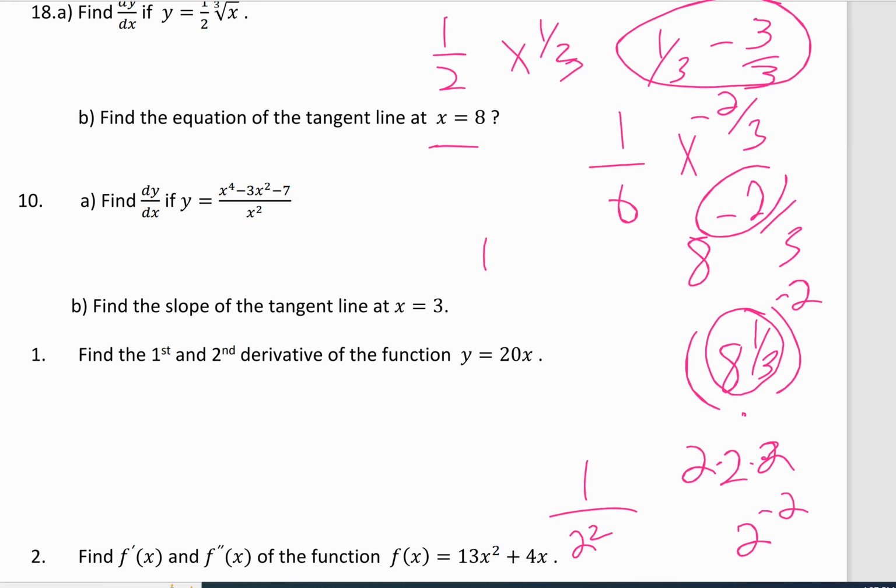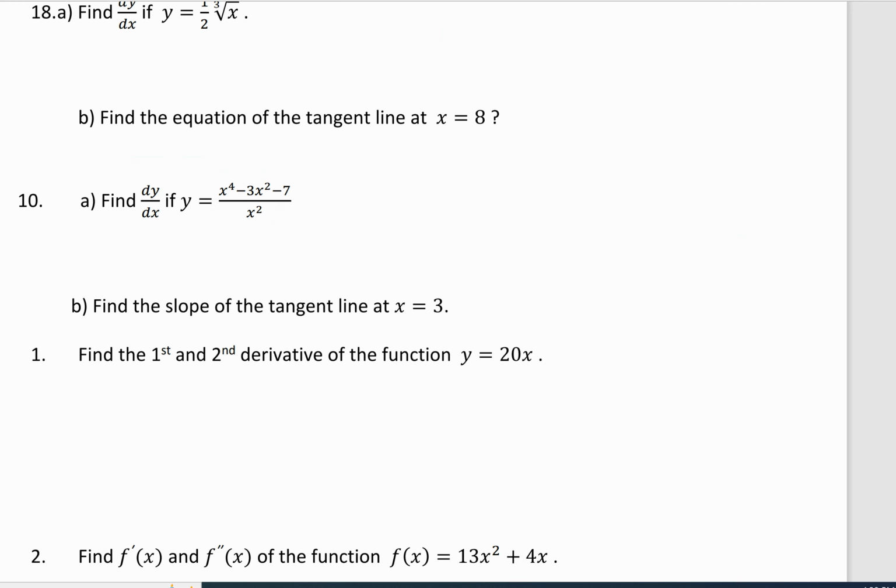Where is it? 1/4. Now, find the slope of this tangent line. This one you could do, I would really strongly recommend you think about this algebraically, right? You just divide each of those by x squared. So you get x to the 4th over x squared. You get, what, x squared minus 3 minus 7 over x squared.